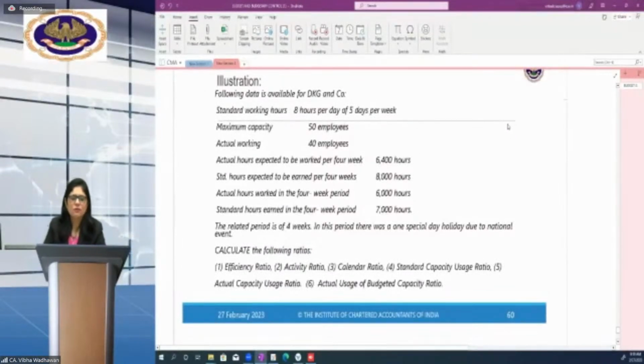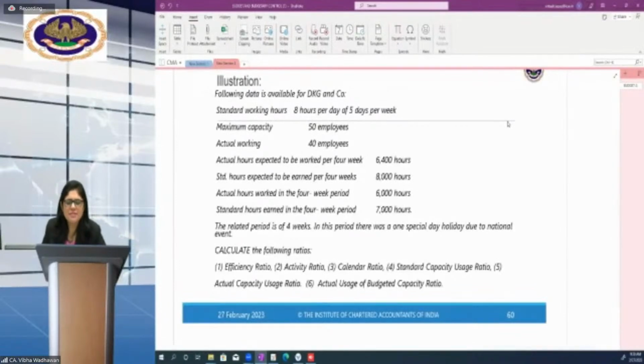So just take a note of this practice question, please. And calculate all the ratios. Please calculate all the ratios. I'll take you to the slide of the ratios where ratios are given. You just take a note of this. Let me also take a note of this.